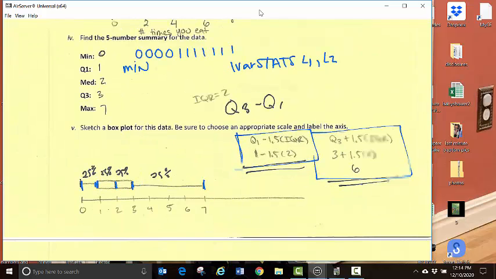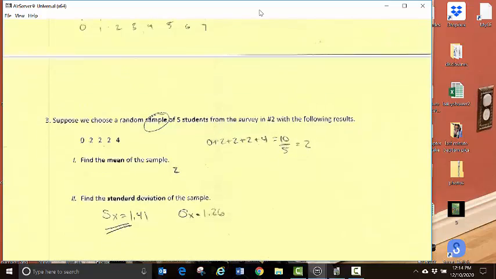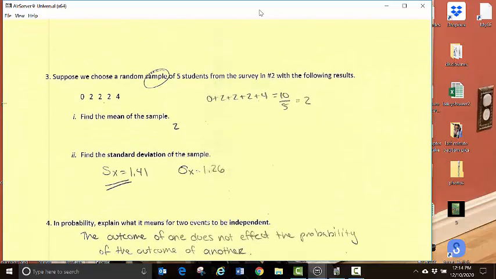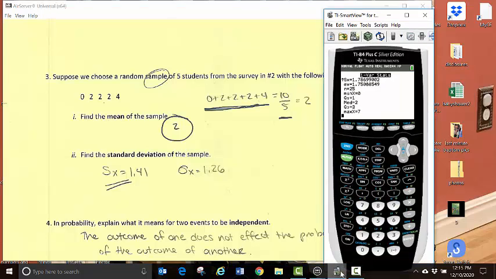Okay? All right, next. Suppose we choose a random sample of 5 students from a survey, and number 2. So now it's a sample. And these are the number of times they eat in the lunchroom counts. Find the mean. Well, that's add them all up and divide by 5, so it is 2. Or, in your calculator, remember mean is x bar. It's also the expected value for later on. They're synonymous.